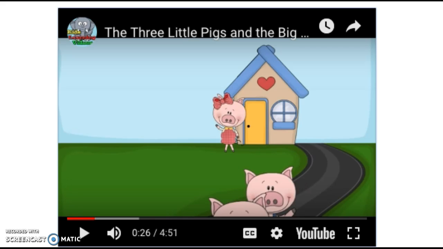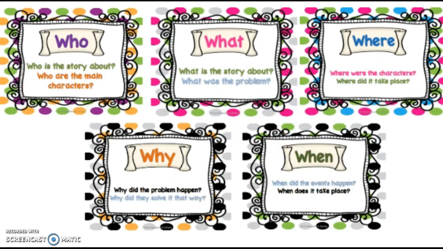So this is one of the parts of the read aloud that I would stop and I would talk about the who. So who is the story about? Well, I know there's a mother pig, I know there's 3 babies, and they mentioned a wolf. So who are the main characters? I don't know yet who the main characters are, so I would continue to read and explore the other questions as well.